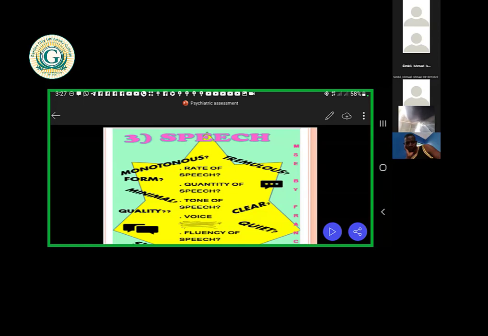Is the speech linked to aggression? Does it depict anger? Does it depict sadness? By understanding the dynamics of speech, we'll be able to know the mood of the patient and the thoughts of the patient. That's why we look at speech. In looking at speech, we look at the rate of speech. Rate tells us whether it is fast or slow, or pressured. Pressured means the person is speaking very fast, but it's being pushed. So that is about rate.